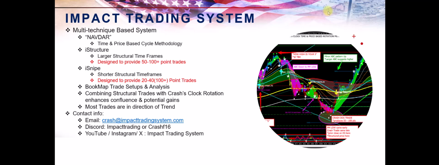while the iSnipe is designed to be more of a sniping for dummies type situation. It's designed to provide 20 to 40 points per trade, but when done right and in conjunction with iStructure and with NAVDAR, it can also give you 100-point trades, and we'll show a couple of those where we can basically follow the yellow brick road to the path of profitability.